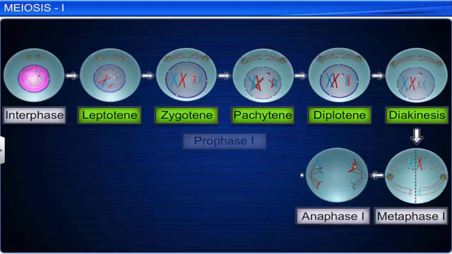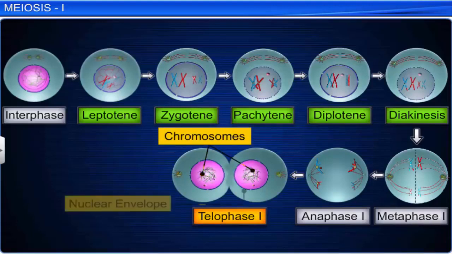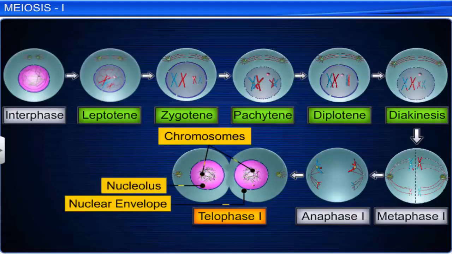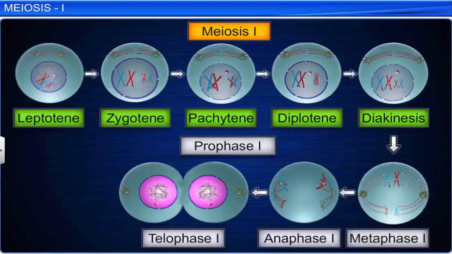In this phase, the chromosomes are at the poles, while the spindle fibers disintegrate and the nuclear envelope and the nucleolus reappear. Cell division or cytokinesis follows telophase I and results in two cells referred to as a dyad. Therefore, meiosis I, which progresses from prophase I to telophase I, results in the formation of two cells with half the number of chromosomes compared to the original cell.